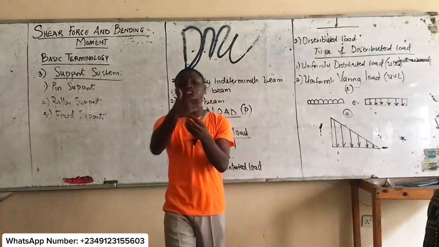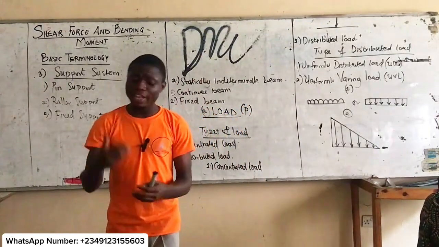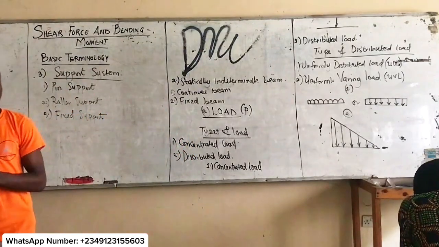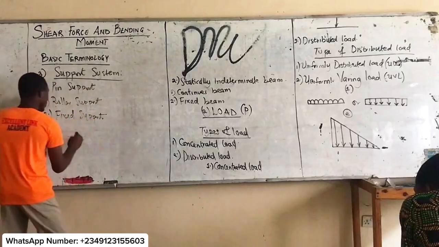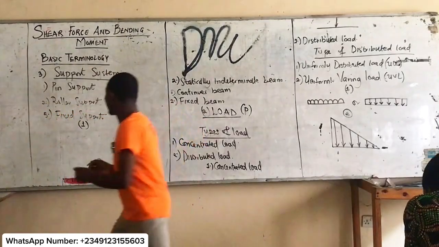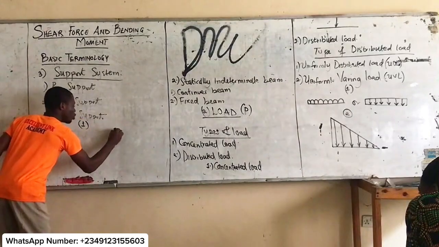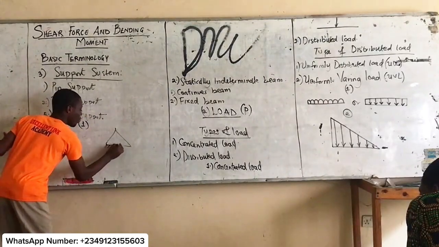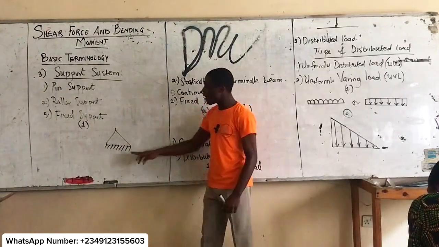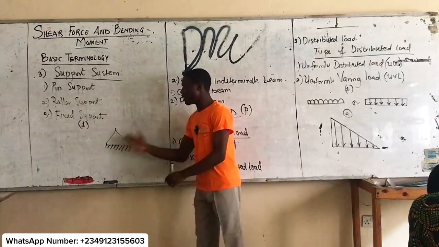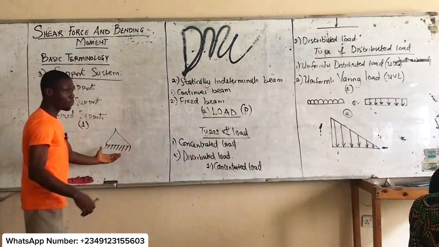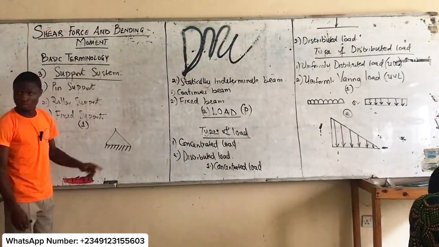If I see a pin support, how do I know it? If I see a roller, how do I know this one is a roller support? How do I know this one is a fixed support? Let us take them one after the other. Number 1, we have the pin support. How does it look? If I have something of this nature, observe, this here is called a pin support. Whenever the down part is shaded in this form, it's called a pin support.